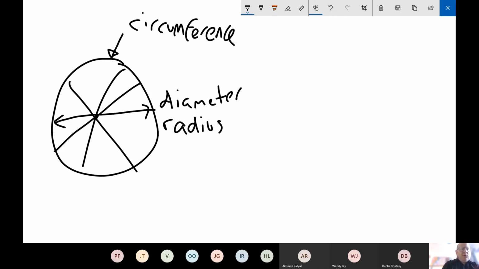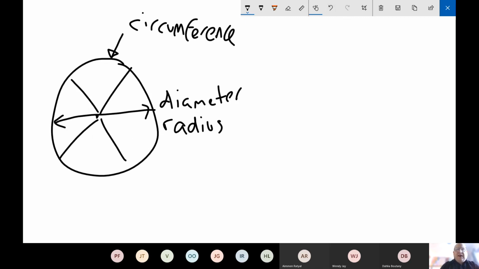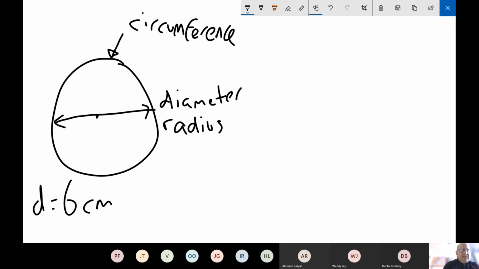Wherever I draw my diameter will always be the same measurement if it's a true circle. And therefore, wherever I drew the half a line, again, shouldn't matter. The radius will always be the same. And as hopefully you can appreciate there, if my diameter was 6 centimeters, well, the radius is simply half of that. So the radius would be 3 centimeters.